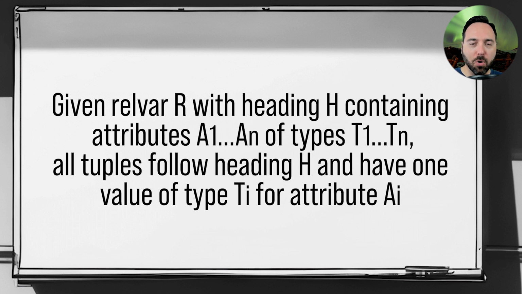First normal form, or 1NF, is all about key rules in the shape of tuples. On the screen, we have a formal definition of first normal form. Suppose we have some relvar R which has a heading H. That heading contains a series of attributes, each of which has an associated data type. If we are in first normal form, then each tuple will follow the heading and therefore have one value for each attribute and the correct data type for that attribute.